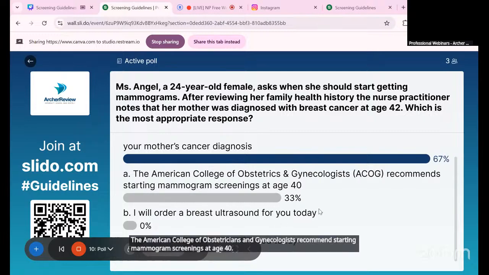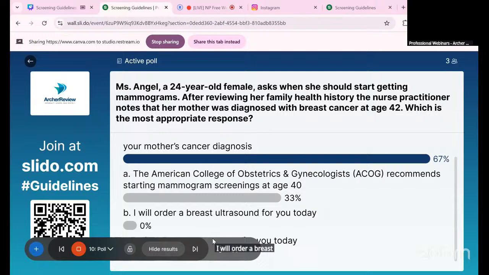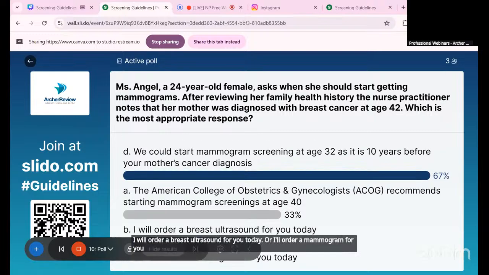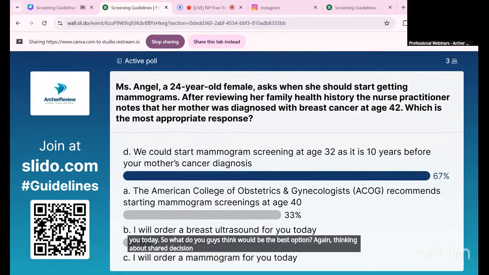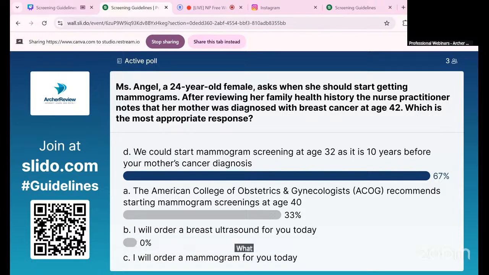I will order a breast ultrasound for you today, or I'll order a mammogram for you today. So, what do you guys think would be the best option? Again, thinking about shared decision making, thinking about what is pertinent to the patient and their family history and their concerns. What would you suggest we offer to Miss Angel today?